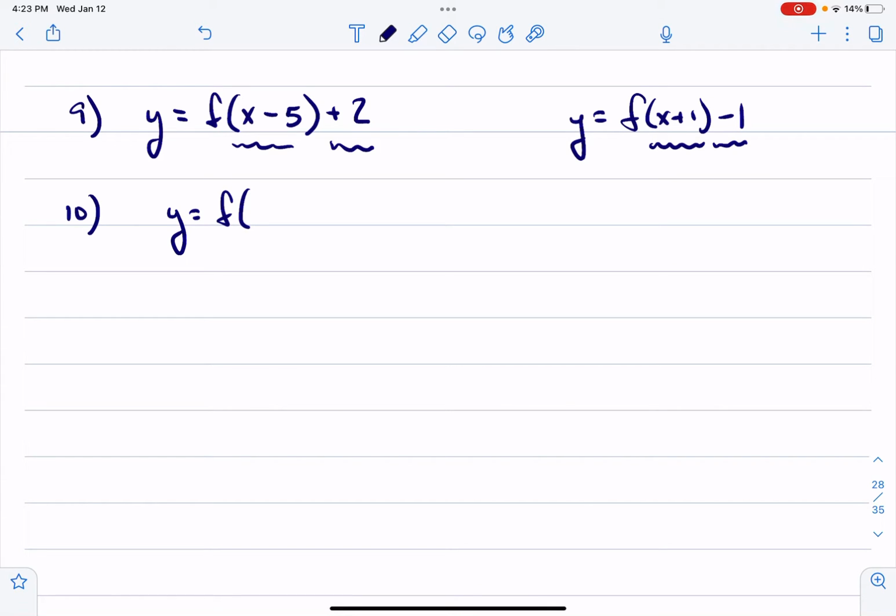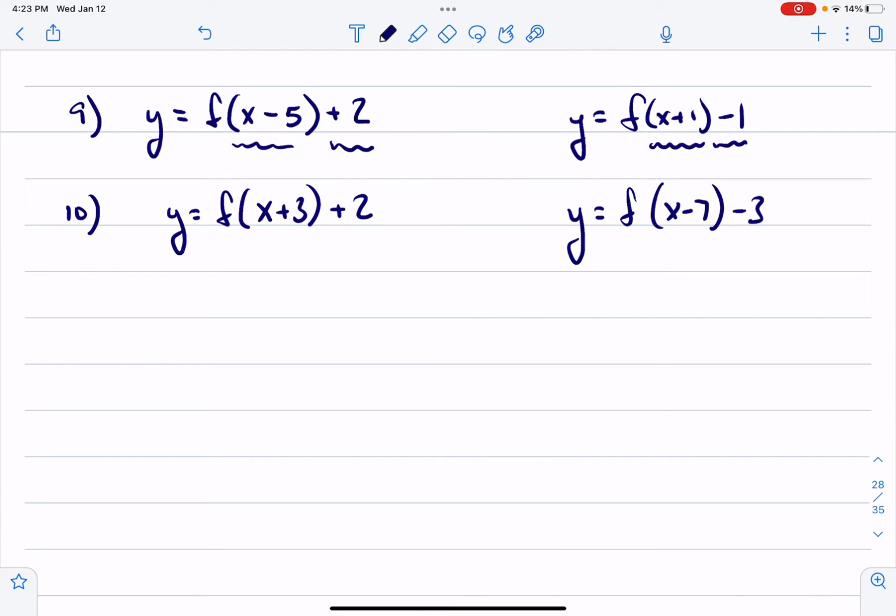y equals f of x plus 3 plus 2. And then, let's see, what's the other one going to be? y equals f of x minus 7 minus 3.